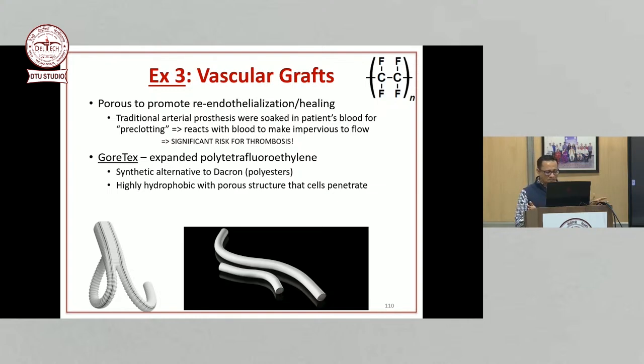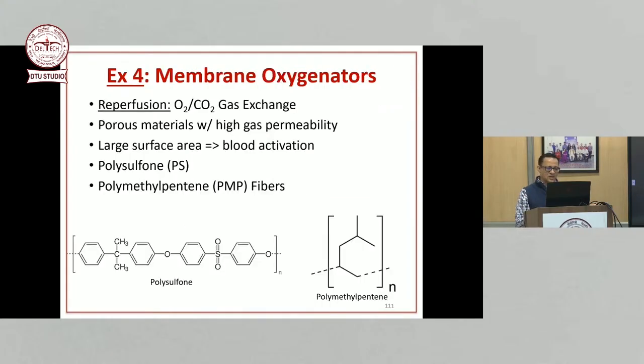They are hydrophobic materials. Membrane oxygenators oxygenate blood, using porous material with high gas permeability and large surface area because you want a lot of oxygenation to happen when the blood is flowing through that oxygenator, right? Polysulfone and polymethylpentene are commonly used fibers for these membrane oxygenators.